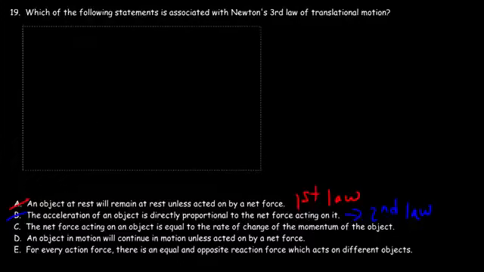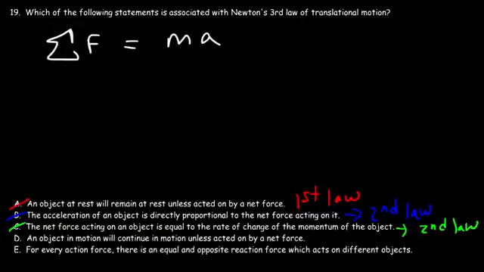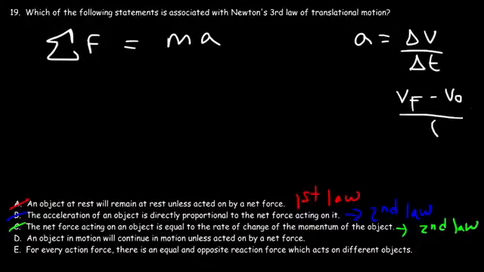Now, what about answer choice C? The net force acting on an object is equal to the rate of change of the momentum of the object. Now, this too is related to Newton's second law of translational motion. So let's start with this equation. Net force is mass times acceleration. Acceleration is equal to the change in velocity divided by the change in time. It's v final minus v initial over t.